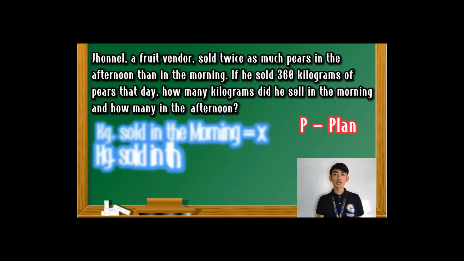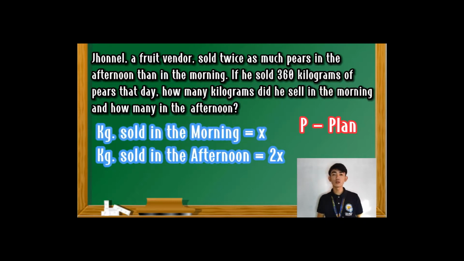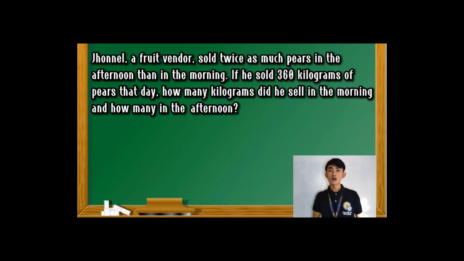Let's have X as the number of kilograms he sold in the morning and 2X for the afternoon. So the total is X plus 2X and it is equal to 3X. This must be equal to 360 kilograms. After having a plan, we may now proceed to S, which is the solution.